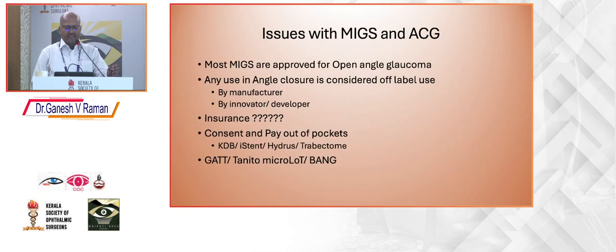So the issue with MIGS and angle closure is that MIGS are actually indicated for open angle glaucoma. So if you are using it for angle closure, it's off-label use. If you use any device, for example, let's say iStent or a KDB, it's off-label by the manufacturer or the innovator or the developer. And then insurance also plays truant in that, so you don't get insurance approval for MIGS in angle closure. So if you write a diagnosis of PACG and then MIGS, it boomerangs back on you. You don't get a sanction, okay? And most of the patients have to pay out of pocket.